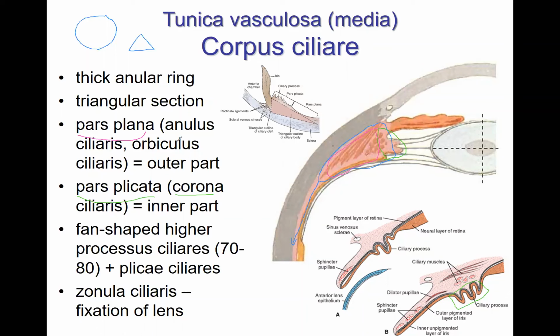Yeah, and on the section it looks like only a ring. So there are other names for it. Yeah, so we have a flat or plane part, and we have the folded part or corona. Very important in clinics, as we have a surgical approach. This surgical approach is called pars plana vitrectomy.